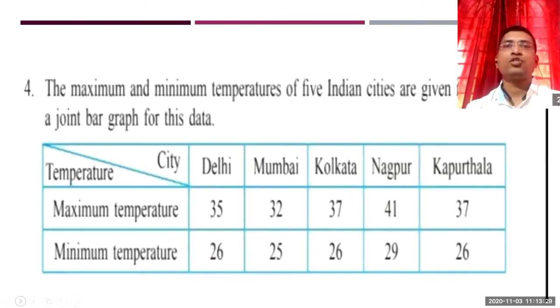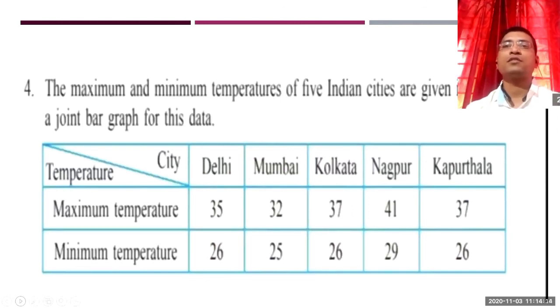Look at question number 4. The maximum and minimum temperatures of 5 Indian cities are given in Celsius. Draw a joint bar graph for this data. Maximum temperature and minimum temperature. Cities: Delhi, Mumbai, Kolkata, Nagpur and Kapurthala. These are the main and big cities in India. Maximum temperature of Delhi 35, minimum 26. Mumbai 32, 25, Kolkata 37, 26, Nagpur 41, 29, Kapurthala 37, 26.